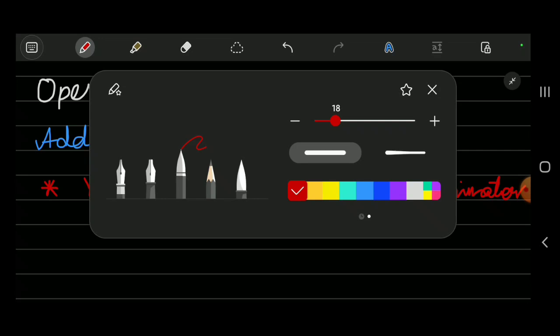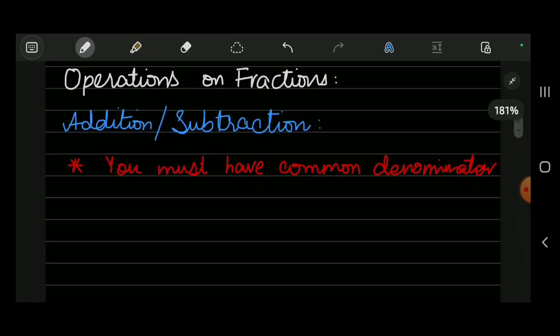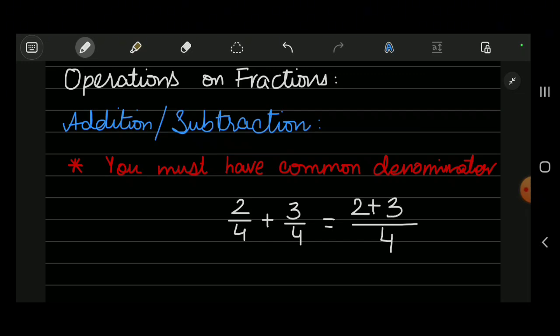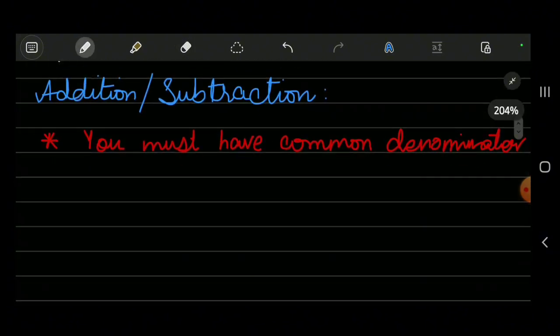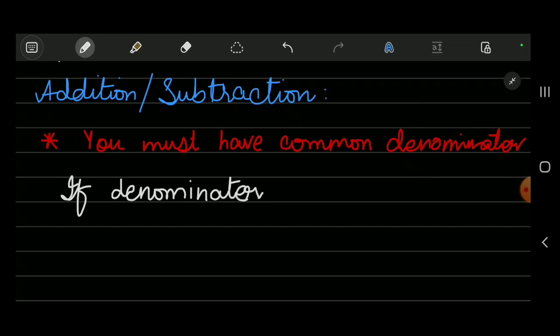Okay, so what if you don't have one? For example, let me give you an example like 2 over 4 plus 3 over 4. You can add because you have a common denominator. You will write the common denominator as 4 and then you will do 2 plus 3 and you will get 5 over 4. But what if you don't have it? Then you have to make it. If the denominator is not the same or common, make a common denominator.